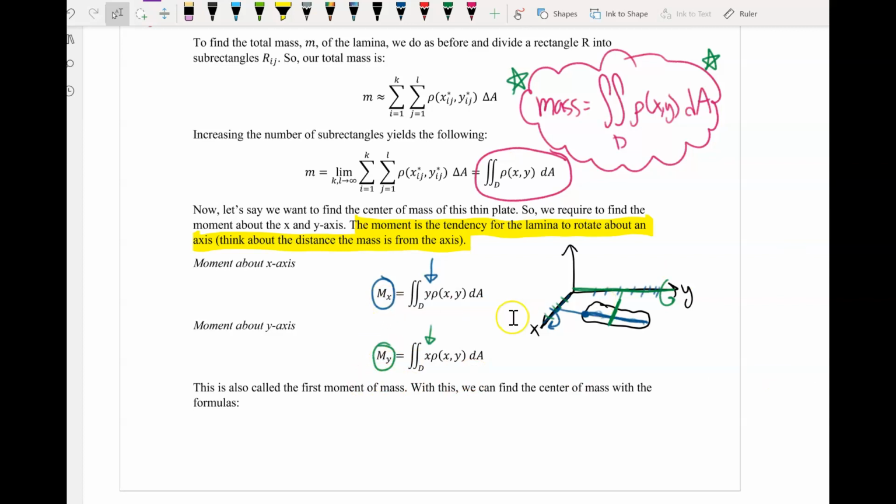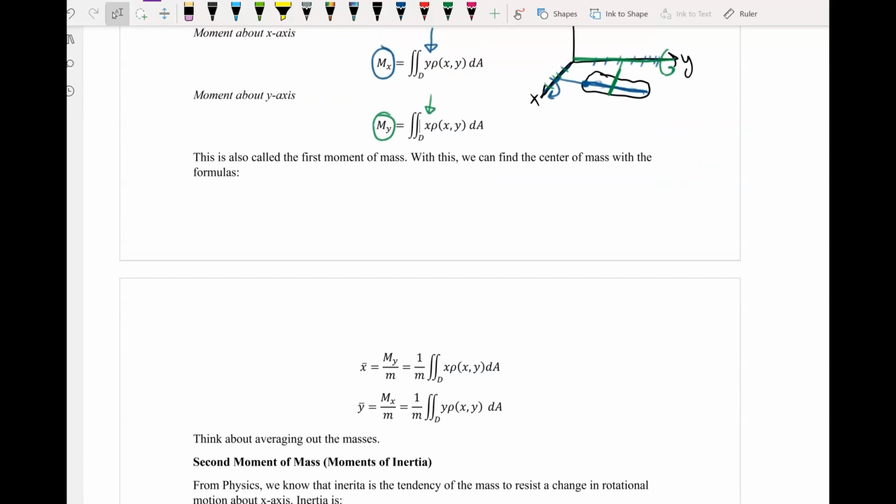So how would we find the center of mass? Since we have the addition of all the different distances, all we really have to do is figure out where exactly it is heavier. So all we're going to do is divide by the total mass. That's why it makes sense for our center of mass to be the moments divided by m.